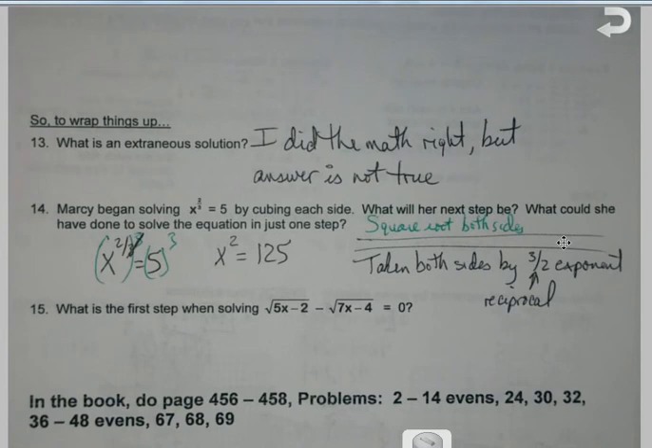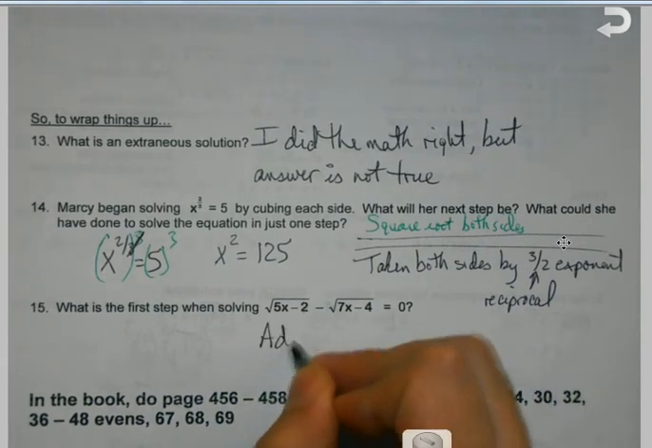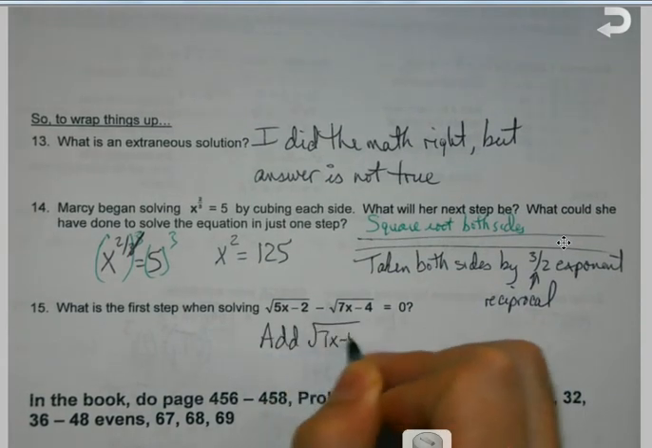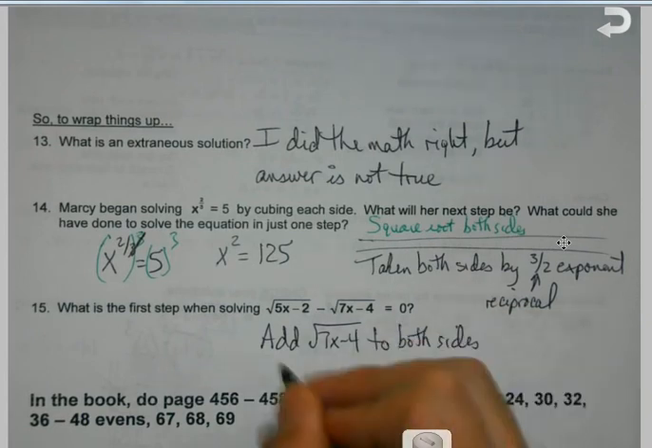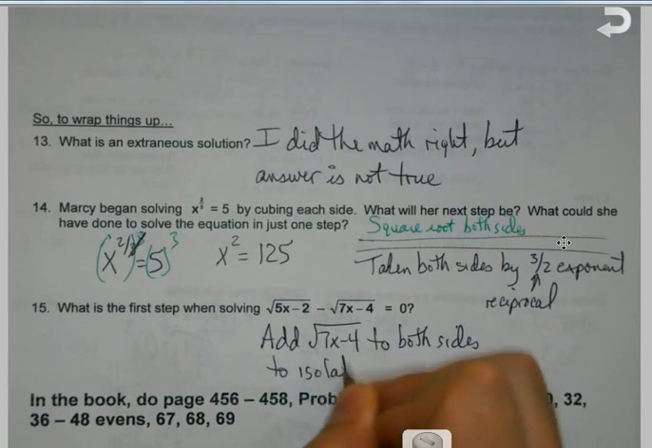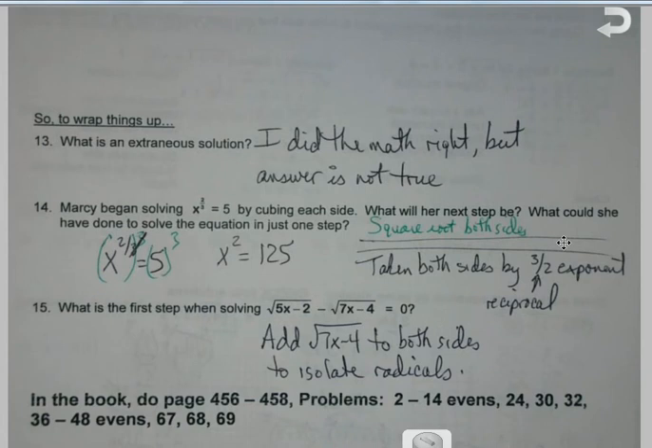But that's the type of thing we're going to start having you do a little bit more to help out with that. And then in words, what would I do for number 15 to get that rolling? Yep. We're going to add square root of 7x minus 4 to both sides, and we'll even add in to isolate our radicals. A lot of you think this stuff already, you just don't put it down on paper real often. This is just trying to help you think through that a little more.